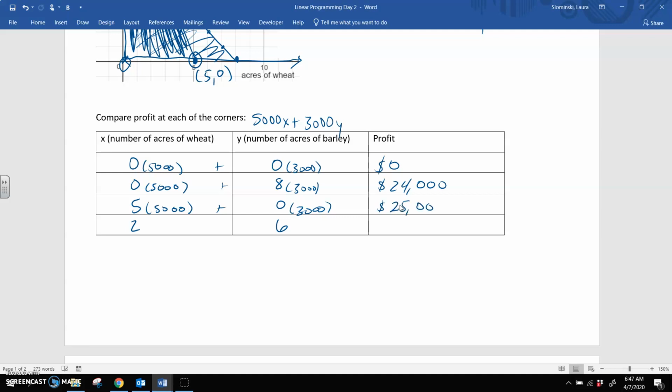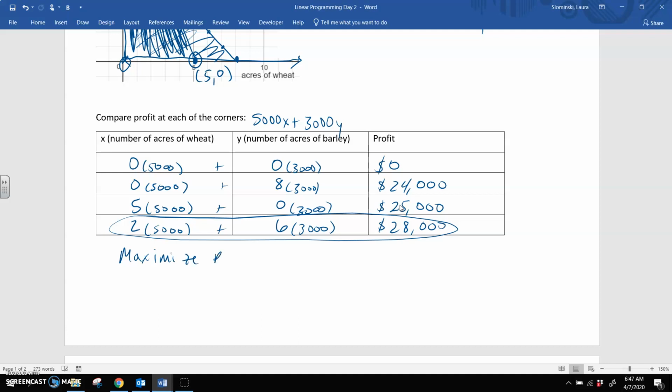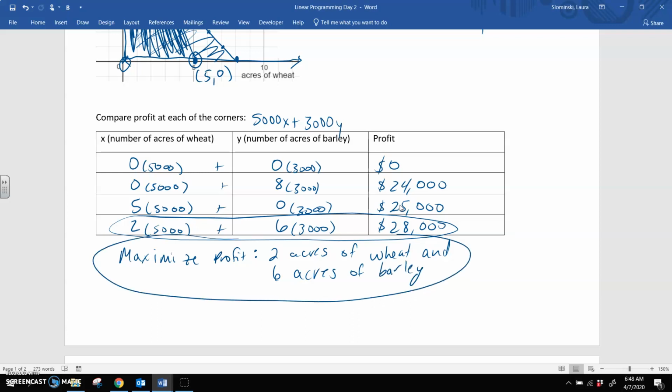So that's slightly better. But if I sell 2 acres of wheat, that gives me 2 times 5,000 plus 6 acres of barley, 6 times 3,000. I add those up and I get $28,000. So you can see that this is in fact my best option. So to maximize my profit, I want 2 acres of wheat and 6 acres of barley. And that's how we do linear programming.